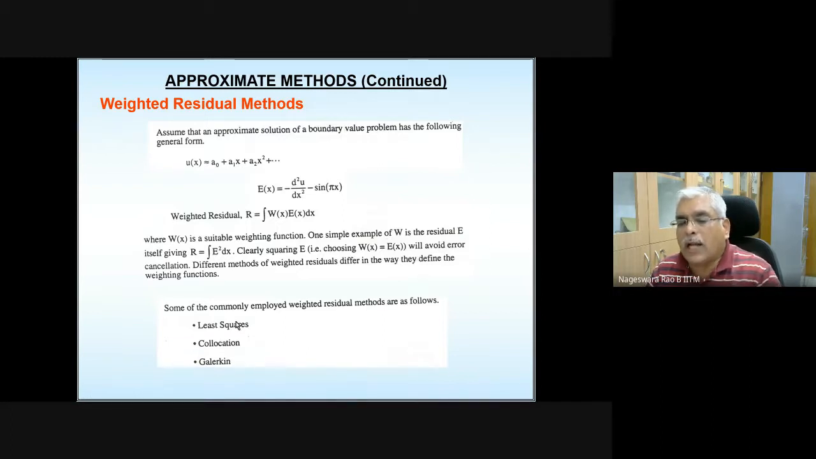So now let's start with the least square weighted residual method. I mentioned that in the least square weighted residual method, this E is substituted as this W. Let's see what the various steps are.